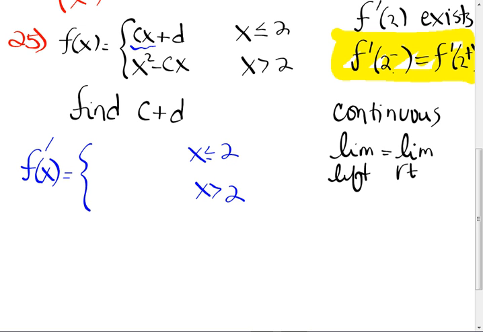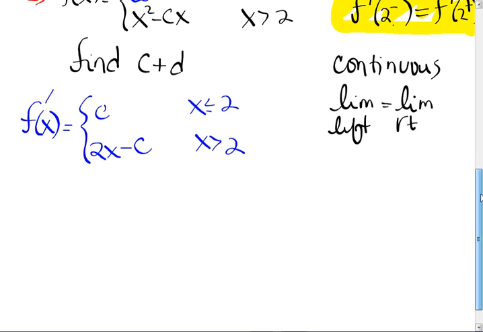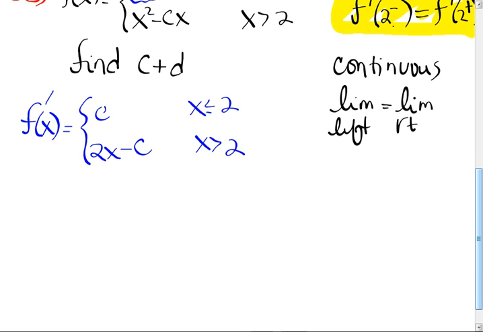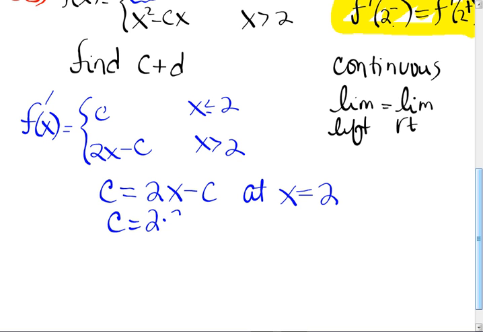What's the derivative of that? It's just c. What's the derivative of this one? 2x minus c. Now, on the left side of 2, it has to equal the right side of 2. So c has to equal 2x minus c at what value? X equals what? 2. So c equals 2 times 2 minus c.